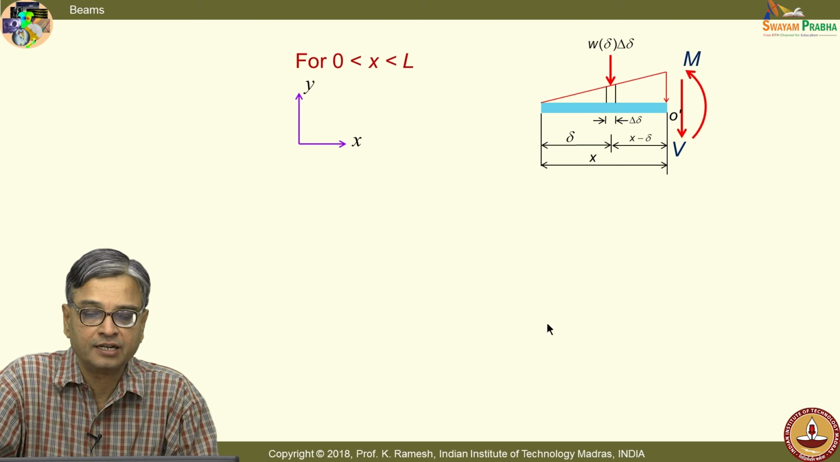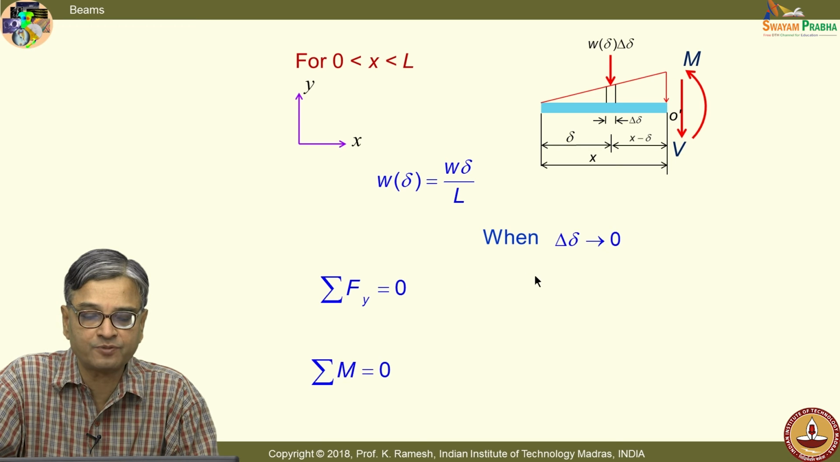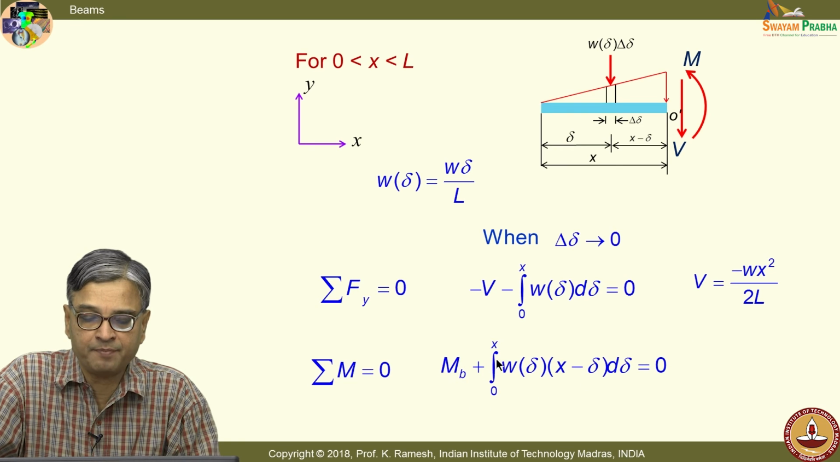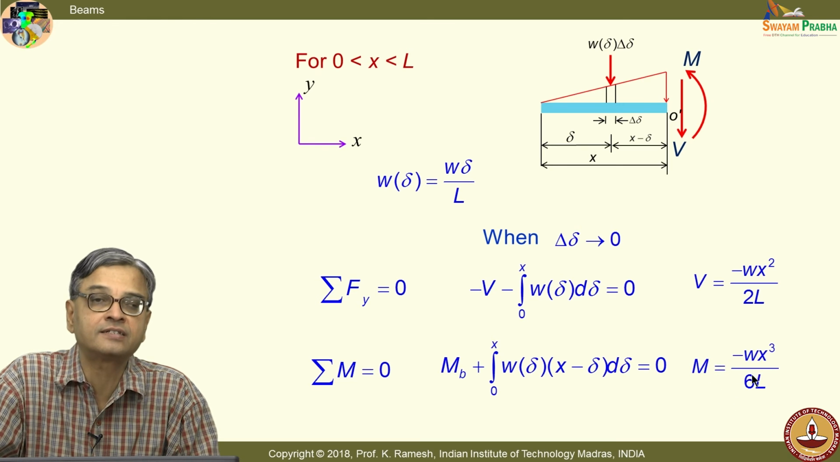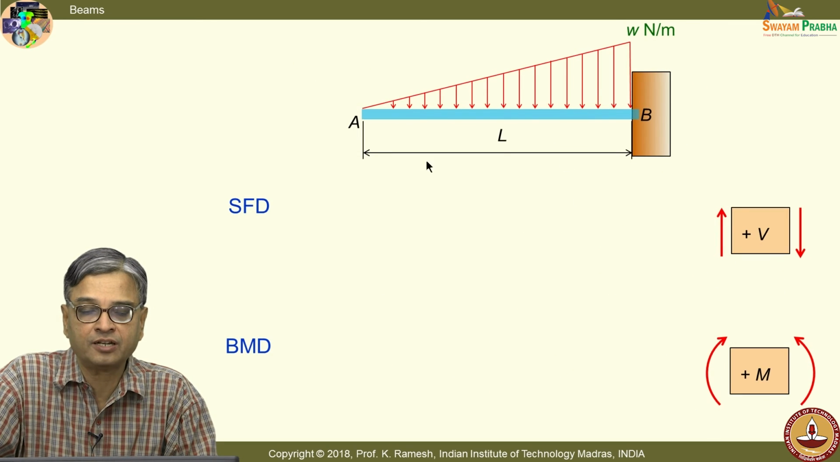So, that is what is written down here, the free body diagram is written down, and the function W as a function of delta is written as W delta by L, and sigma Fy equal to 0 gives me, when delta goes to 0, I get this as an integration, and this finally gives me V equal to minus W x squared by 2L, and MB plus integral 0 to x, this is nothing but W delta divided by L multiplied by x minus delta d delta equal to 0. This gives me bending moment as minus W x cube by 6L, and one can plot the variation along the length of the beam.